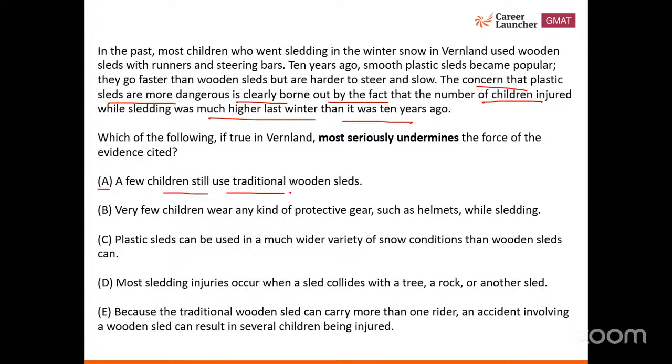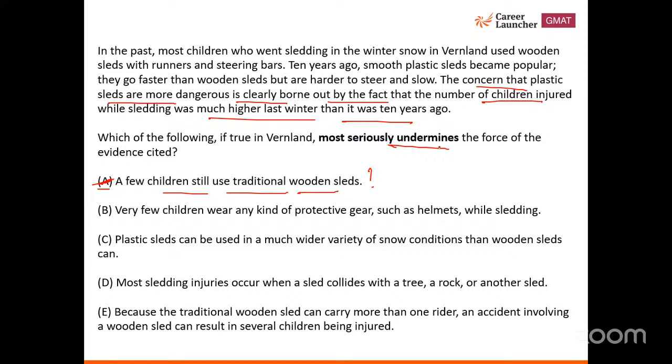A few children still use wooden sleds. Does it matter, guys? Just because a few children use them, does it really help me say that plastic sleds are not dangerous? Remember, when it comes to undermining, you'll have to challenge the conclusion of the author, right? Whereas A part will not achieve anything. I don't think A part will help you with anything.